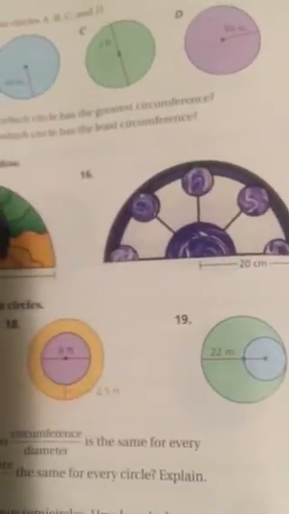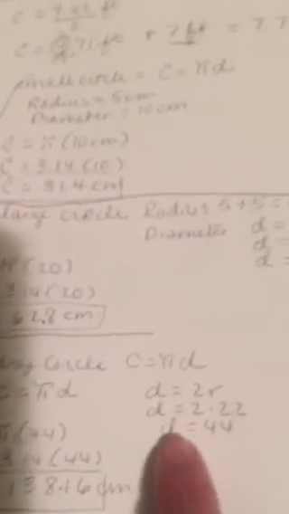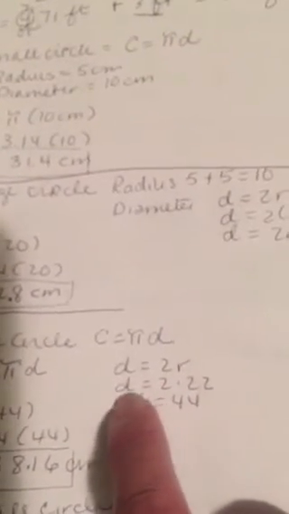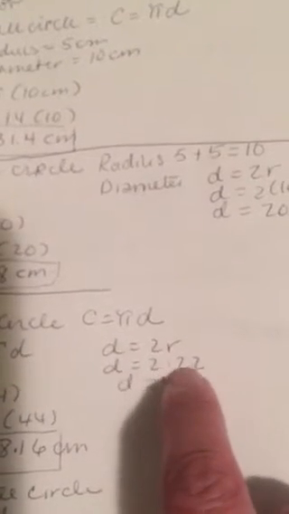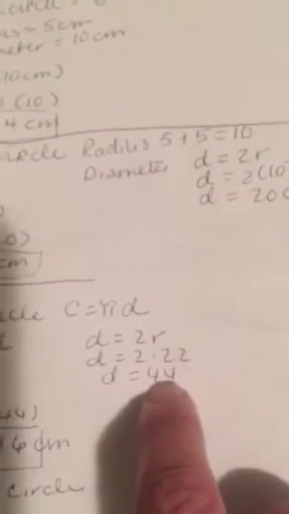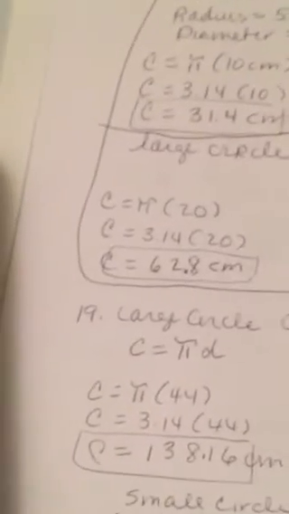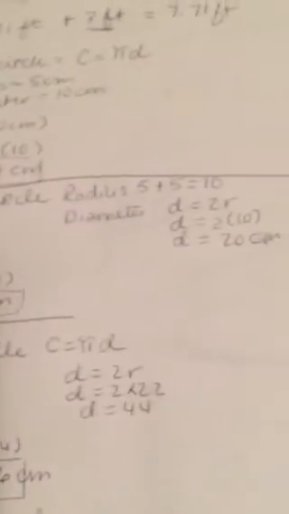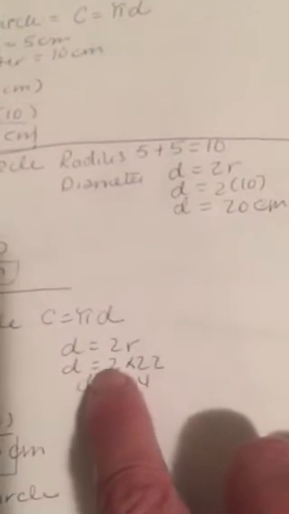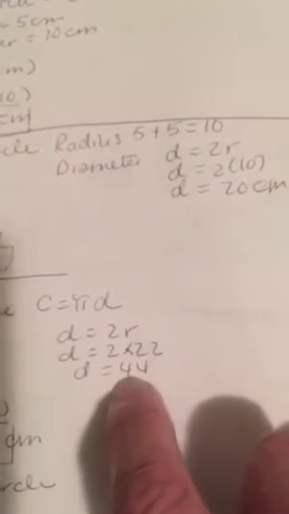So we know, what was the radius there? 22 meters. So we want to put in 22 meters. So d equals 2r. So it's going to be 2 times 22, because the radius is 22. So the diameter is going to be 44. Here, let me put this in a little bit better so you know. So diameter equals 2r. So diameter equals 2 times 22, which equals 44.